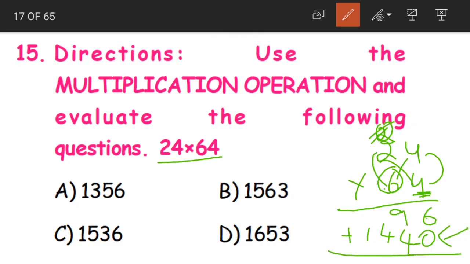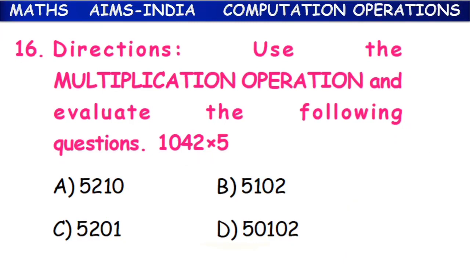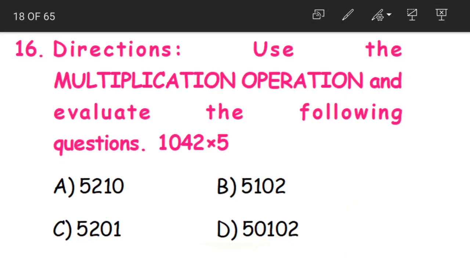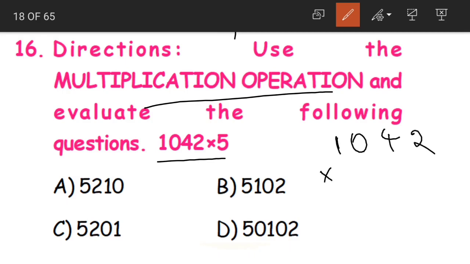Adding our partial products. 6 plus 0, 6. 9 plus 4, 13, 3 here, 1 carried. 1 plus 4, 5 and 1. 1 5 3 6 is our answer, that is option C. Very easy question, right? Yes. Question number 16. Again use the multiplication operation. 1042 into 5. Again simple and straightforward question. Sometimes we get lucky and simple questions are also asked in the exam.